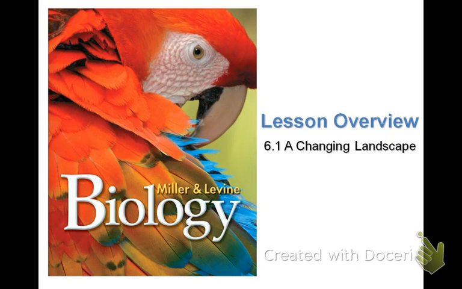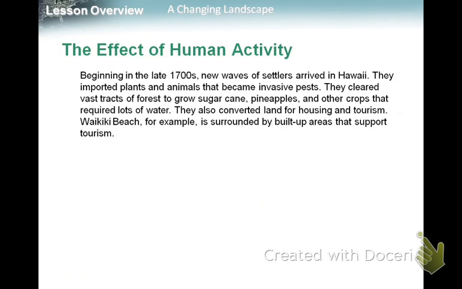Chapter 6 is going to talk about human interaction with the environment for good and for not so good. We're going to use the example of Hawaii to start out. Settlers arrived in Hawaii apart from the natives who already lived there. They brought plants and animals that became invasive pests because they weren't part of the food web there.